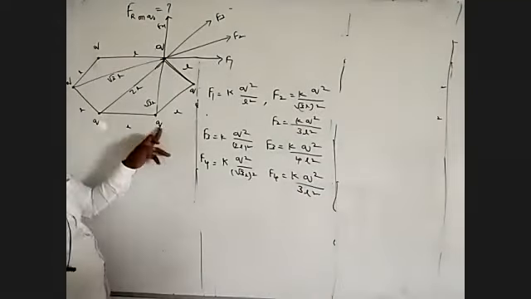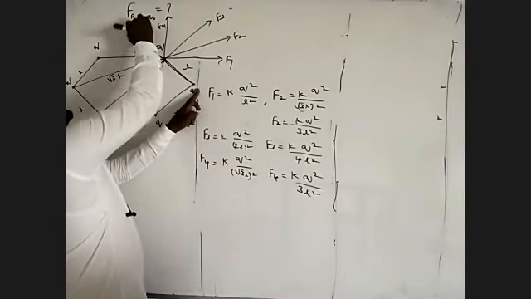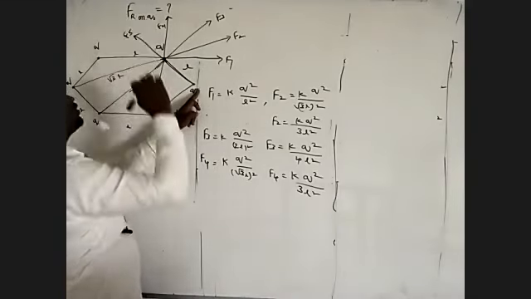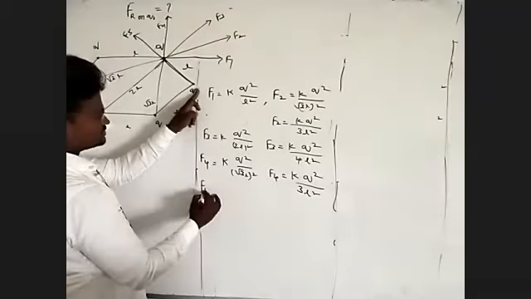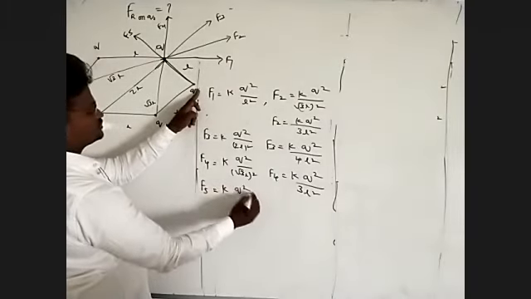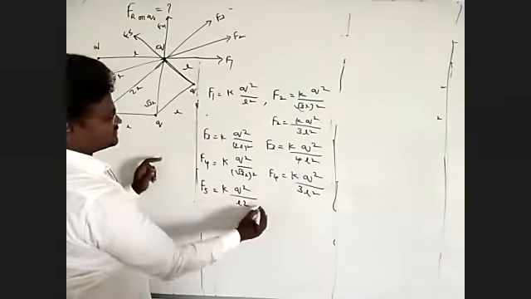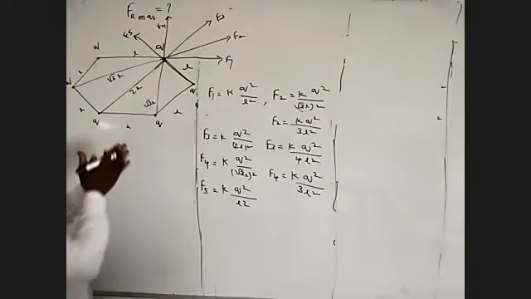Next, the charge will repel the charge in this direction. That is F. Now remaining all charges are opposite. Now apply Coulomb's inverse square law between the two charges. F5 is equal to K into Q squared by L squared. Now this is the F5 charge.